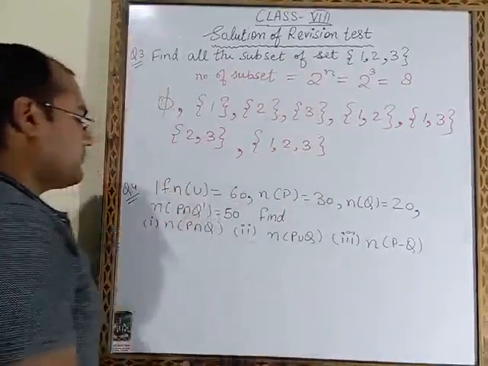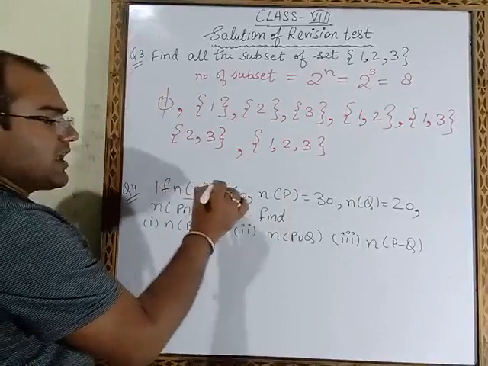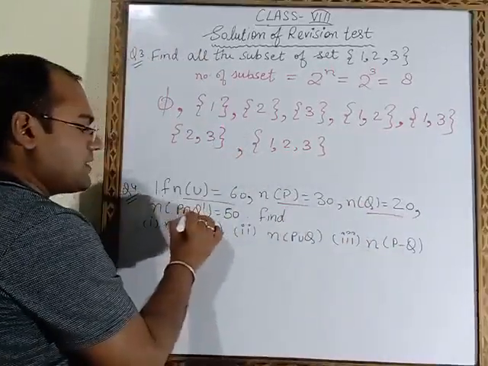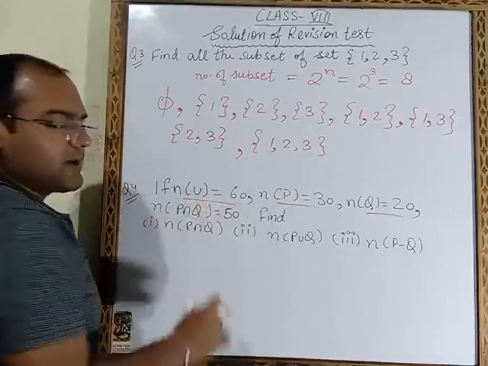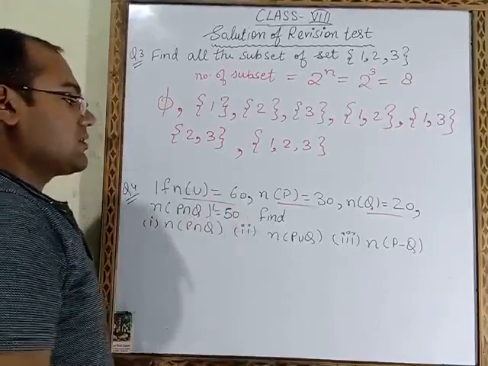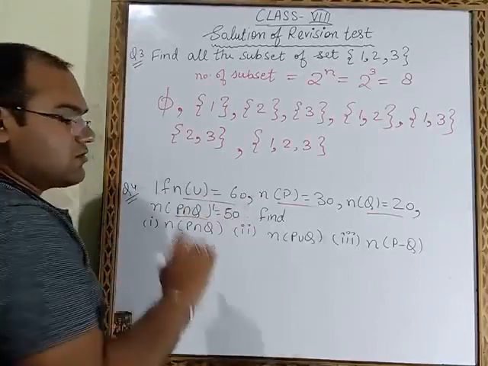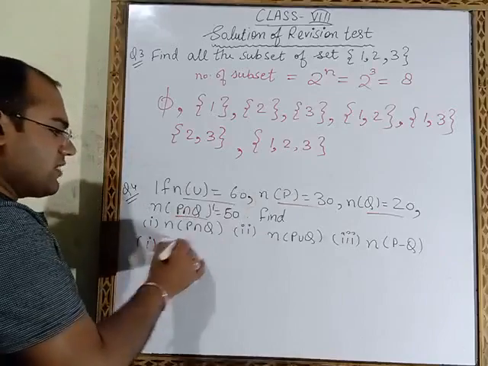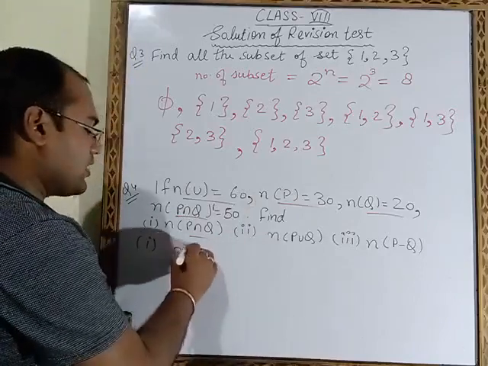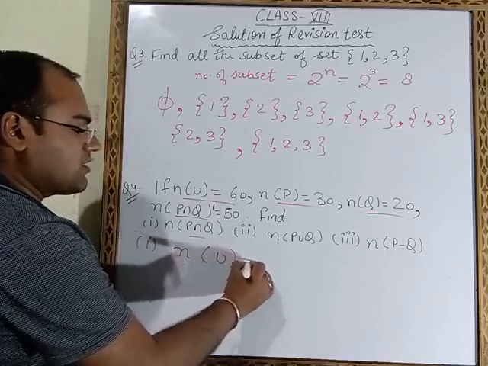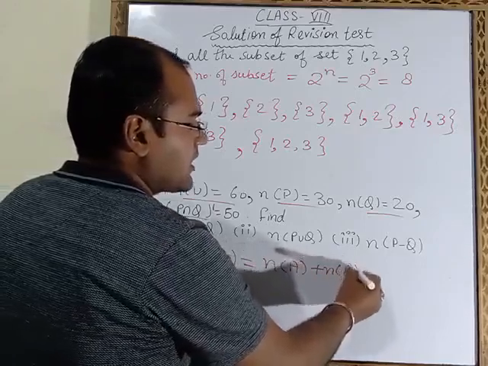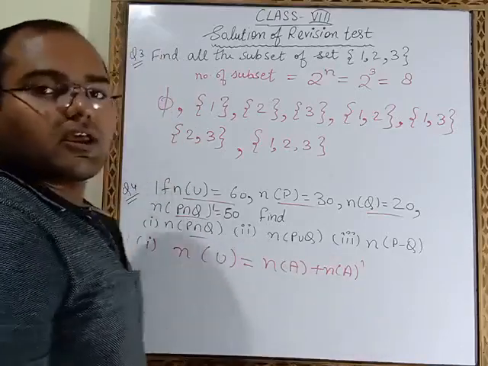Now come to next question, fourth question. In this fourth question, n(U) is given, n(P) is given, n(Q) is given, n(P ∩ Q') is given. Complement is outside the bracket here. So these 4 values are given. First part, he said we have to find n(P ∩ Q). So for this you have to use one formula, the n(U) formula. n(U) is equal to n(A) plus n(A'). This is the formula for n(U).